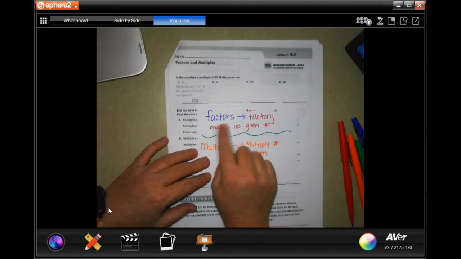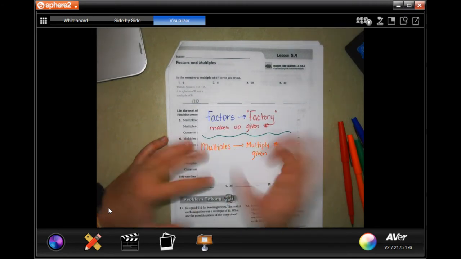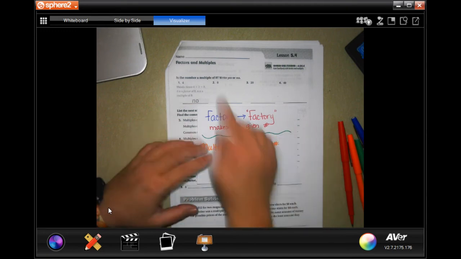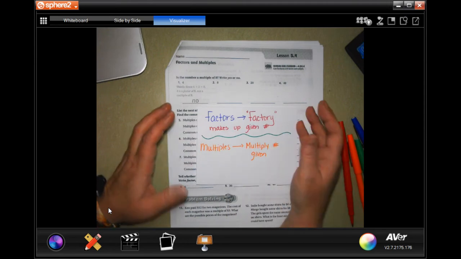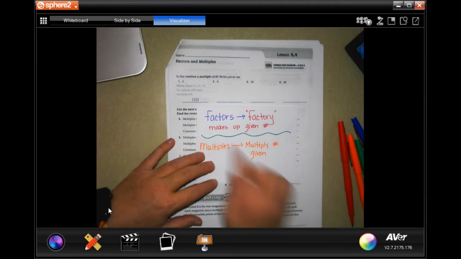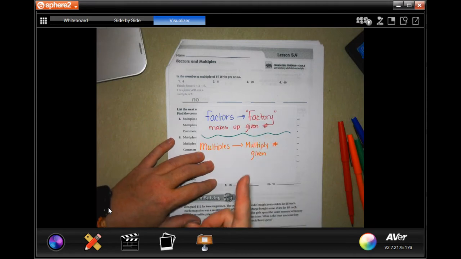So when it's asking for factors, we think of it like a factory. It's the numbers that make up the number we're given. So if we're given eight, then the factors would be 1 and 8, and 2 and 4. That's how we make eight, okay? The factor is how we make it in the factory, okay?